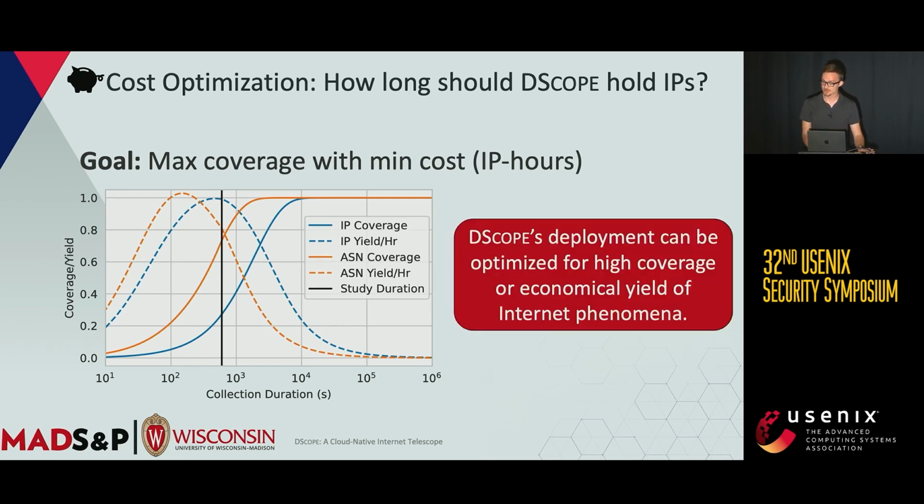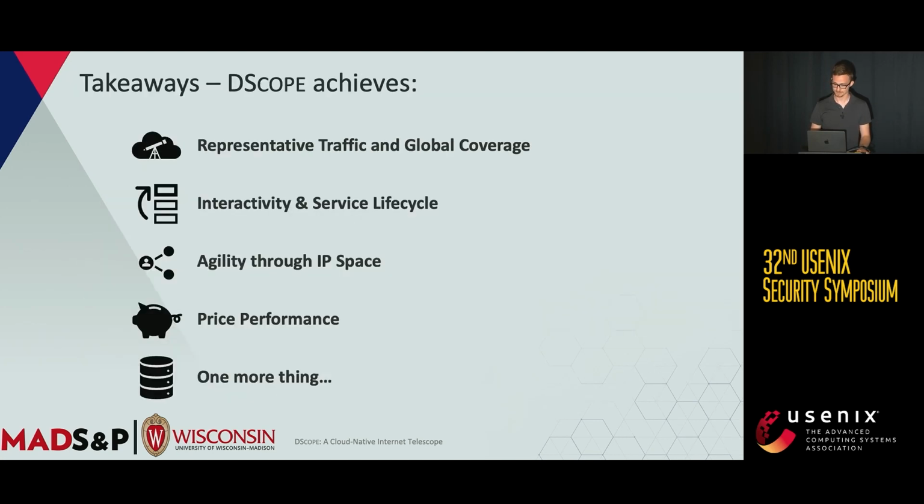And so DScope's deployment can be optimized for both of these cases, and even short collection durations achieve very high coverage and yield. So we've seen how DScope's footprint and interactivity allow new coverage. Its agility through the IP address space prevents characterization, and it has very impressive price performance.